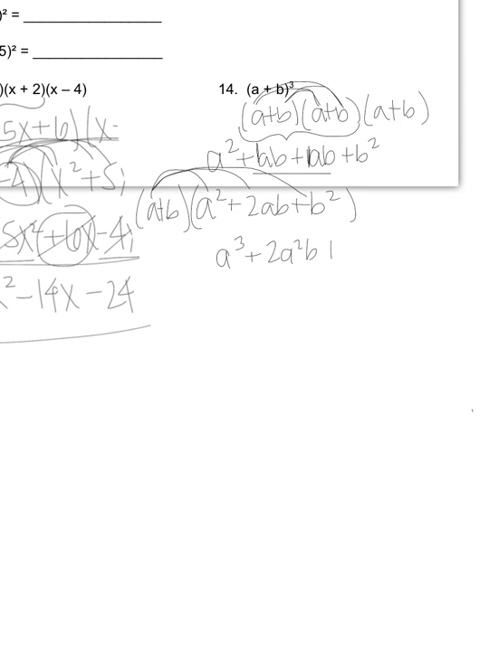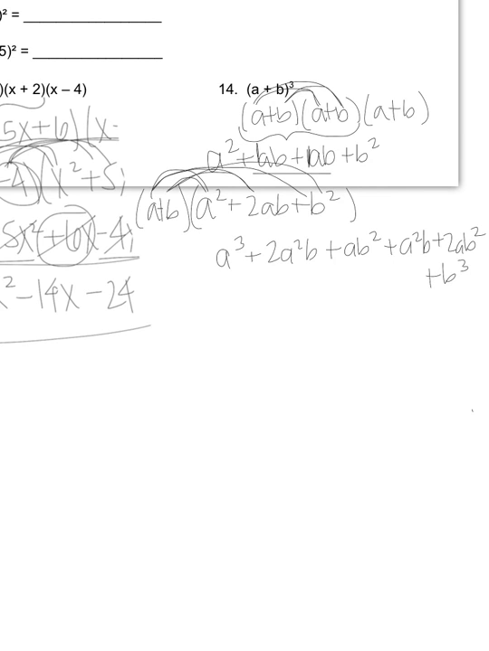A times b squared would be ab squared. B times a squared would be a squared b. B times 2ab would be 2ab squared. And then b times b squared would be b cubed.